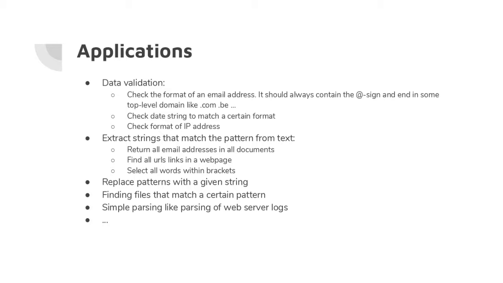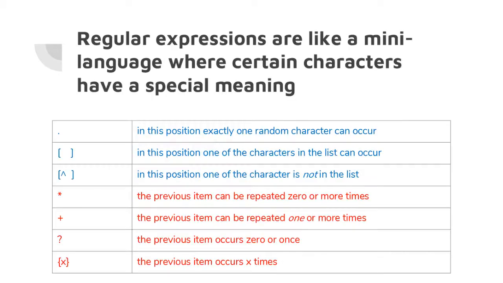Also, you can extract data, like if you have addresses or something, and you want to extract postcodes or email addresses from documents, as we saw in the example before, all URLs in a web page. So extract some strings from unstructured text. You can also replace patterns with a given string, so kind of find and replace. Find files matching a certain pattern, or also for parsing, so information from maybe a web server log. You can use regexes for that.